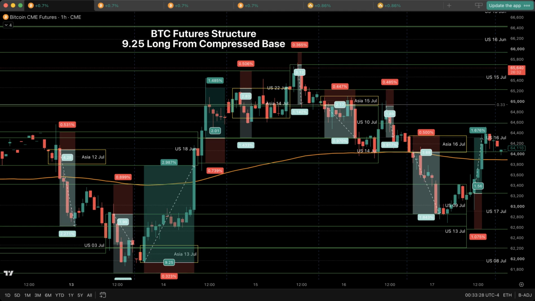Entry: July 13th Asia lower boundary. Stop: July 8th US lower boundary. Target: June 19th US upper boundary. Trail: July 13th Asia upper boundary. Second trail: July 13th US upper boundary. Third trail: July 9th US upper boundary. Fourth trail: June 18th US upper boundary. Risk-reward ratio: 9.25. Price reaches.